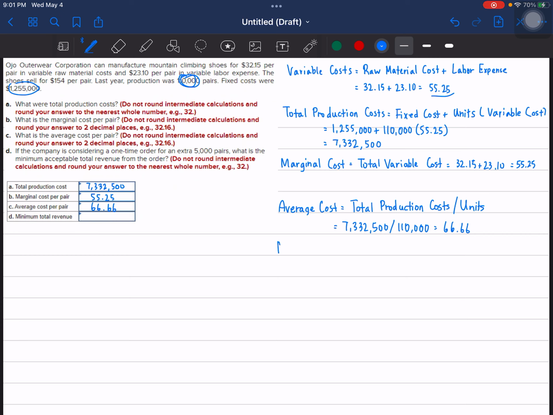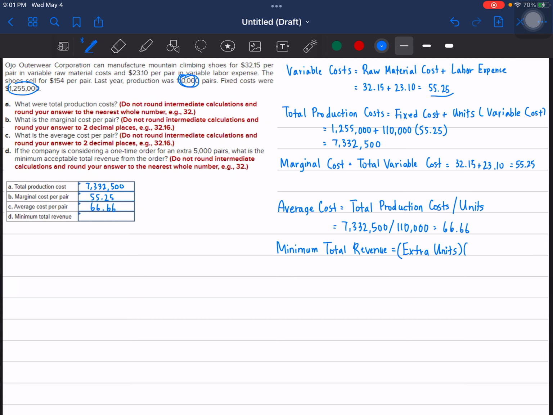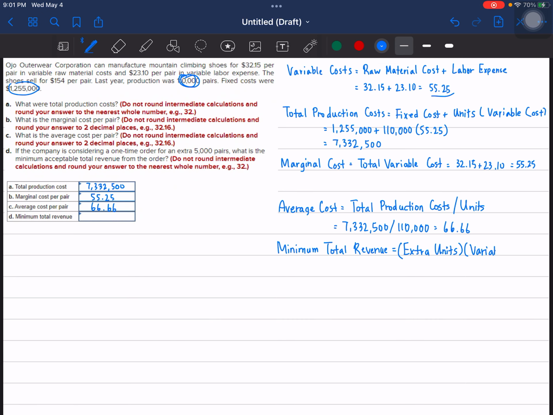Finally, we have our minimum total revenue. So our minimum total revenue is just simply the extra units multiplied by our variable costs. So the amount of extra units they gave us, right, in part D as 5,000 extra pairs.